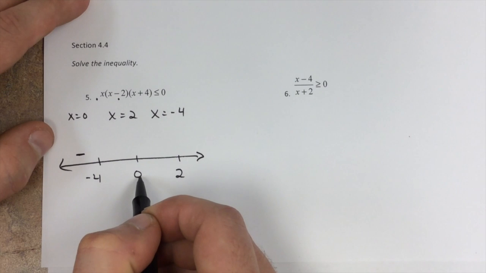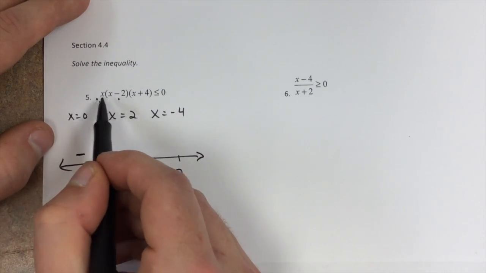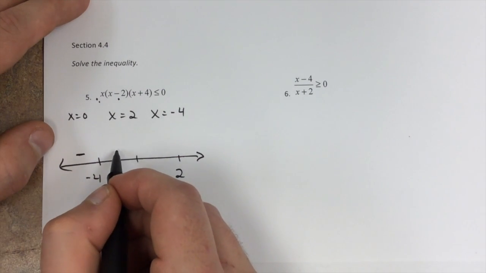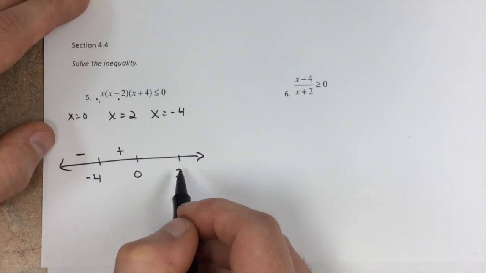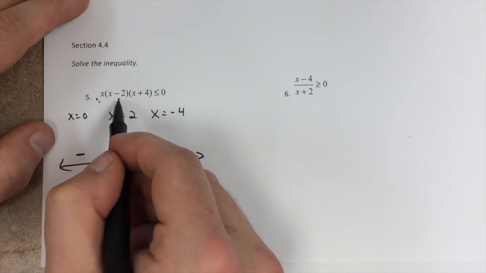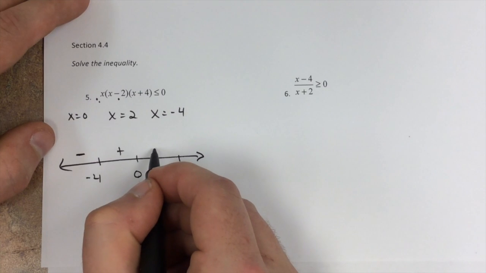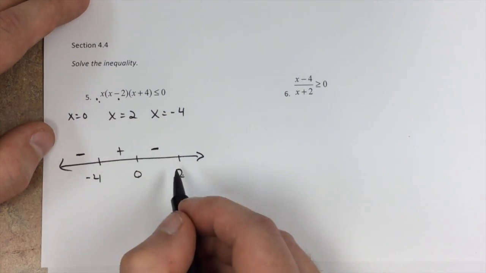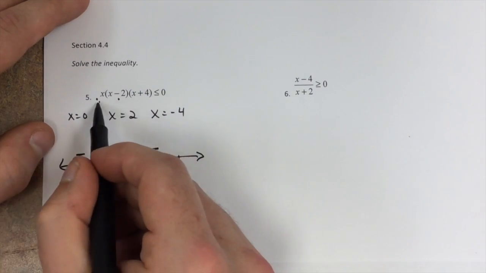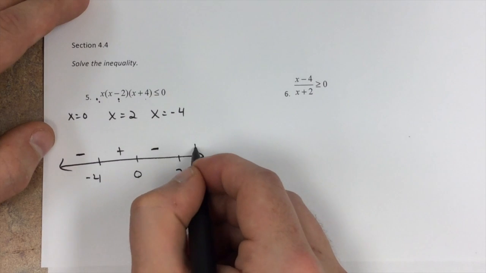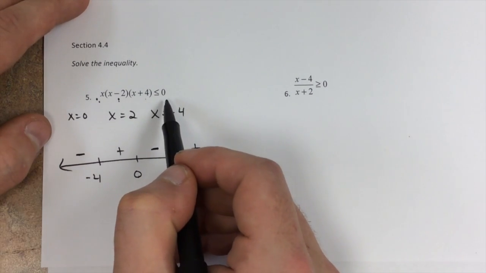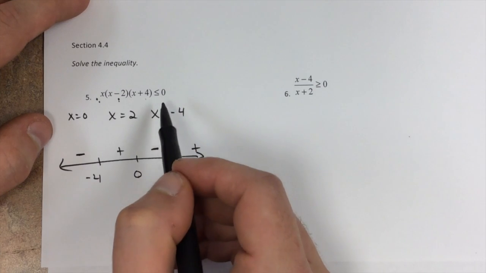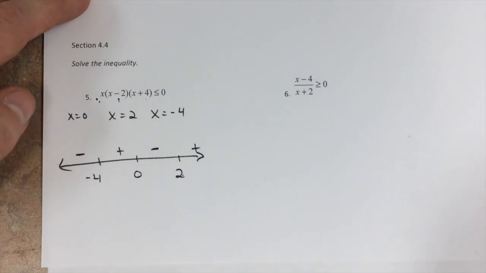Between -4 and 0, how about -1? Negative, negative, positive. 2 negatives make a positive, so that's positive. Between 0 and 2, let's try 1. So positive, negative, positive. That makes it negative. And to the right of 2, positive, positive, positive. So this question is saying, where is this function less than or equal to 0? Where is this function negative?